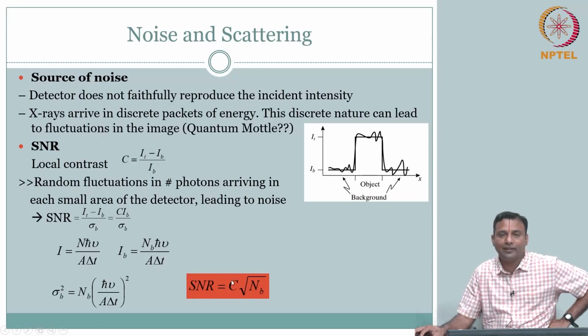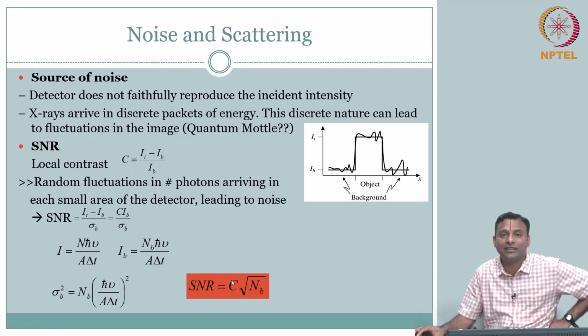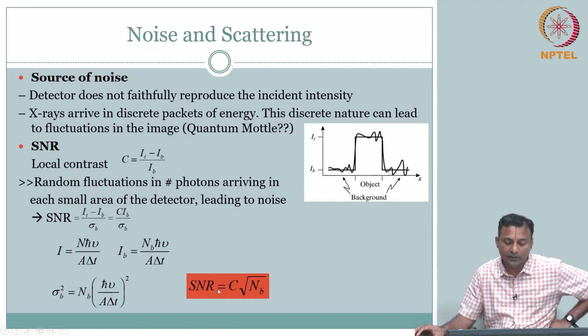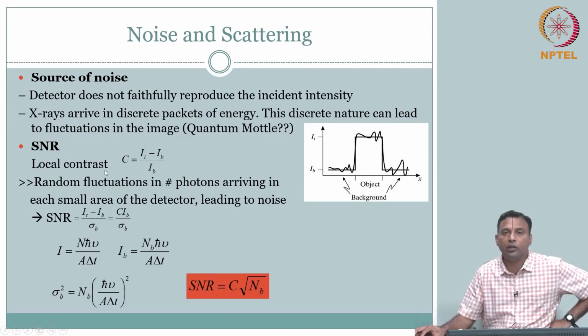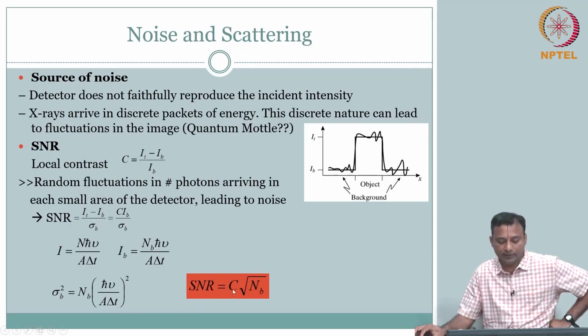So the C was not there before when we did our intro, because we defined our signal to be just the mean, whereas here we have defined the signal to be local contrast, and therefore your signal to noise ratio captures C here, and then square root of NB, right? Clear, straightforward. So this is nothing new. The way we have defined our signal in this context is capturing the local contrast, and therefore your signal to noise ratio is in terms of contrast C and square root of NB.